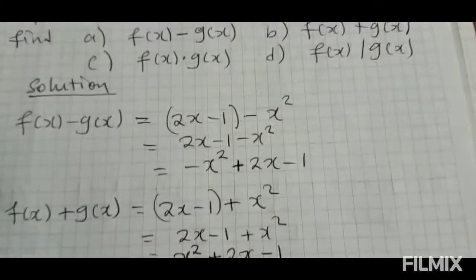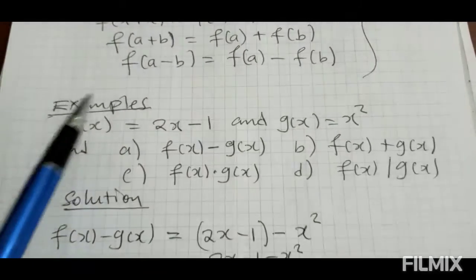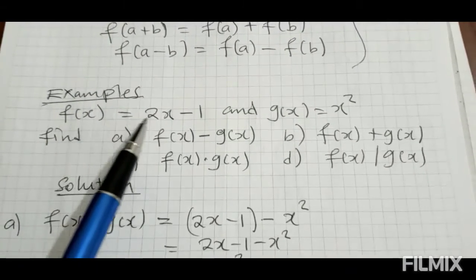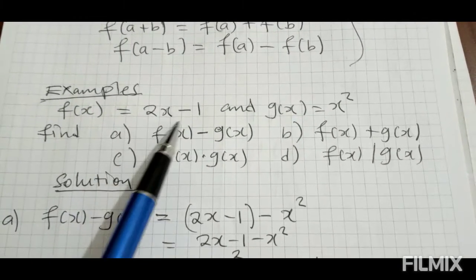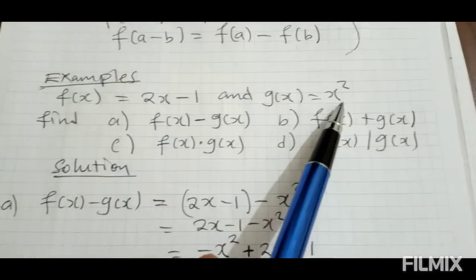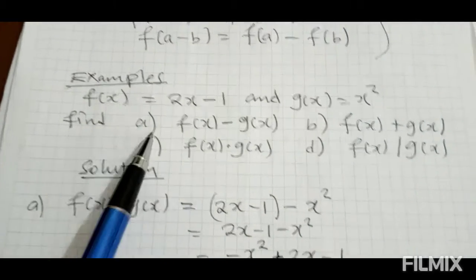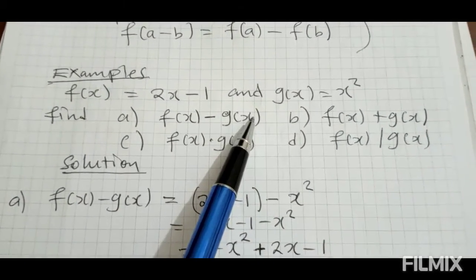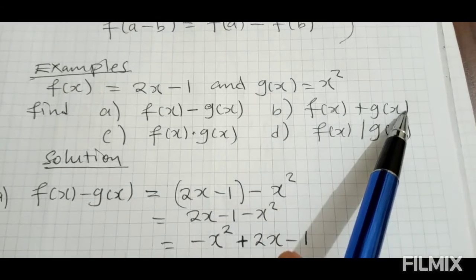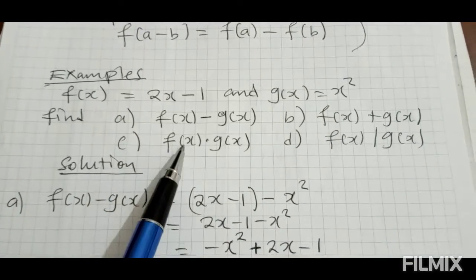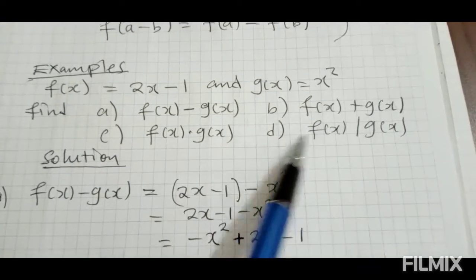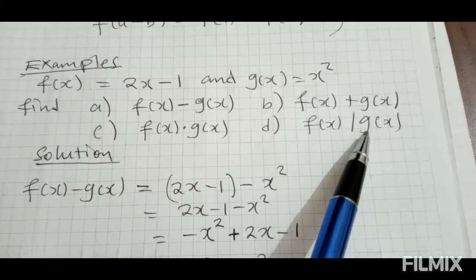Example: here we have two functions. Let's say f of x is equal to 2x minus 1 and g of x is equal to x squared. Find a, f of x minus g of x, b, f of x plus g of x, c, f of x times g of x, d, f of x divided by g of x.